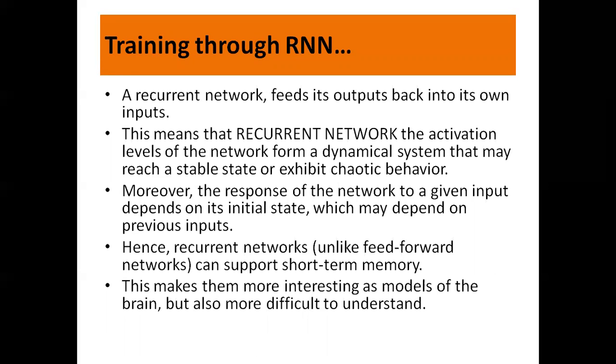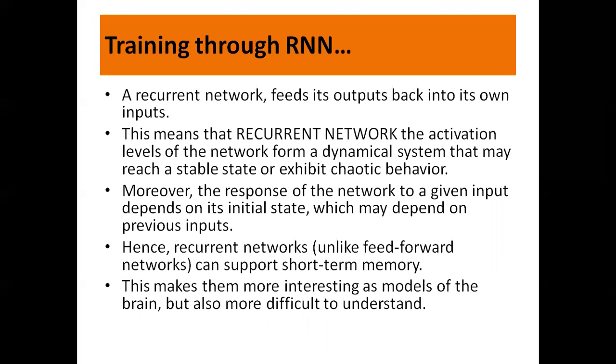A recurrent network feeds its outputs back into its own inputs. This means that in a recurrent network, the activation levels of the network form a dynamical state that may reach a stable state or exhibit chaotic behavior. What does this mean? In a recursive algorithm, we always give a base case so that it can come out of the recursion. That is the stable state, right?